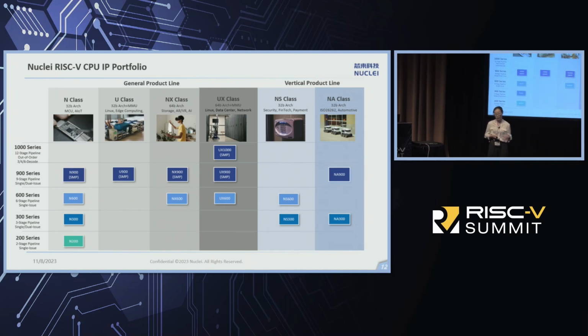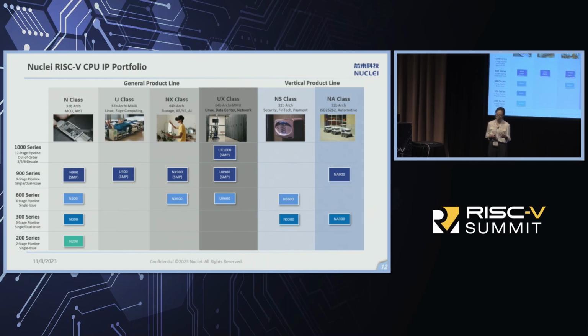For 200 and 300, those are embedded cores, 2-stage pipeline or 3-stage pipeline. For the 300 series, 3-stage pipeline, but we also support single precision and double precision for FPU and also DSP extensions. The 600 series is the middle level or the entry level of our application processor. And the most popular series is our 900 series.